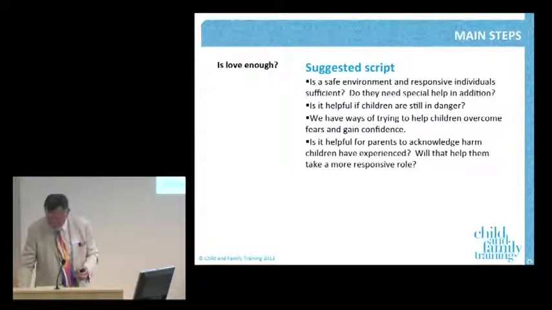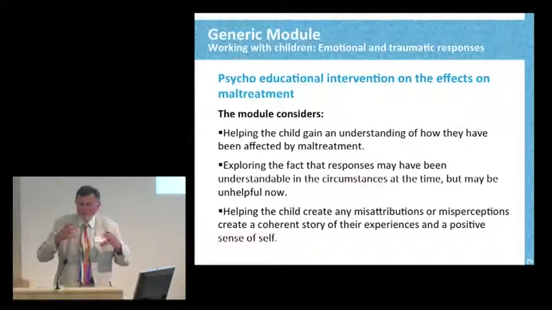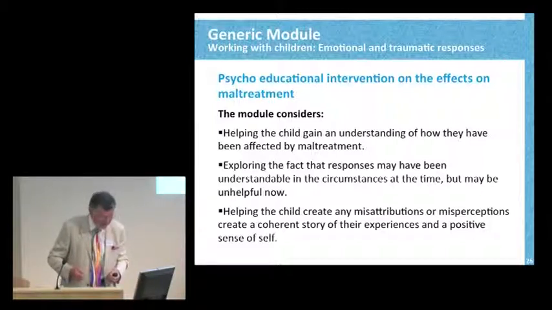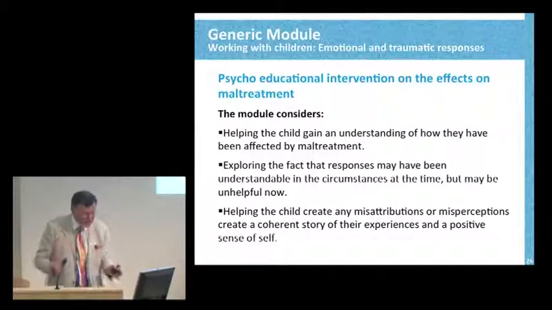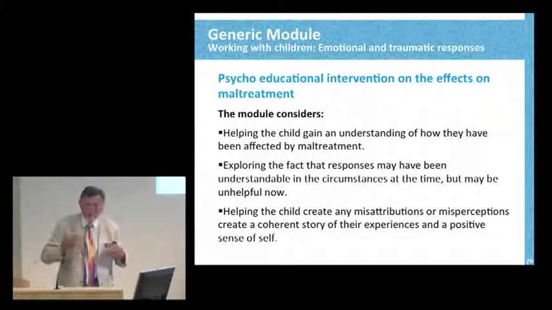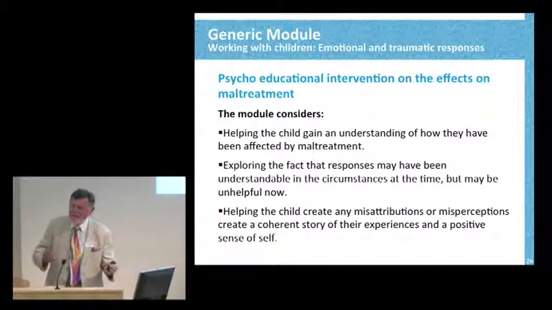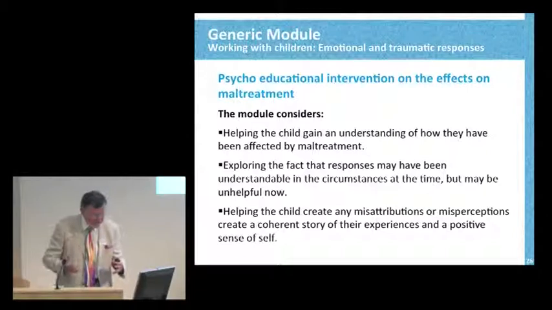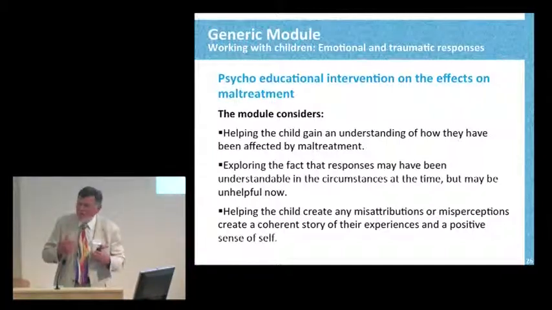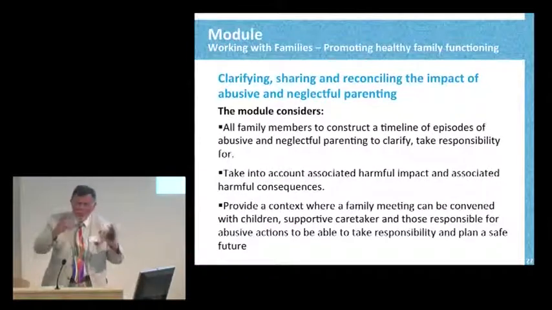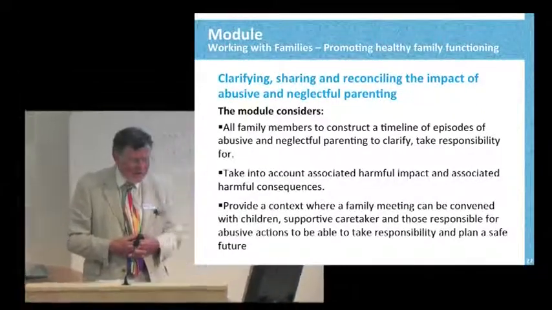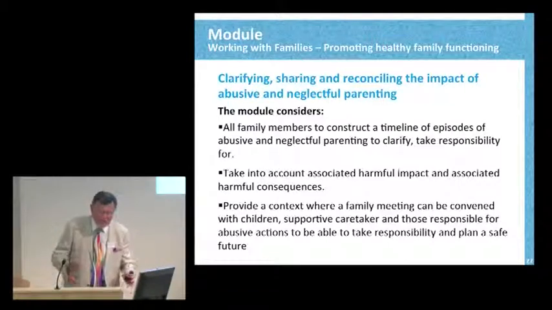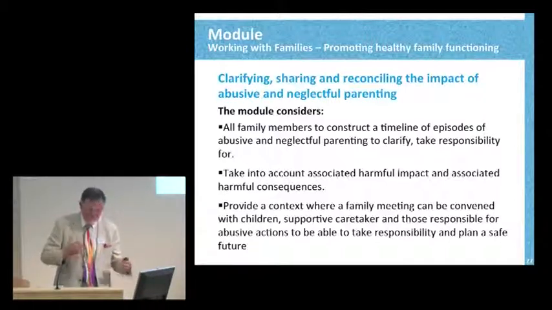So these are the steps which we advocate would be helpful for parents to recognize harm that children have experienced. Then also, of course, we need psychoeducation with children themselves, helping children to gain an understanding of how they've been affected, exploring the fact that responses may be understandable but may be unhelpful now, such as sexualized responses, helping the child correct any misattributions or misperceptions, create a coherent story of their experience and a positive sense of self. And then another level is to work in the family, to clarify, share, and reconcile the impact of abusive and neglectful parenting. So all family members need to construct a timeline of episodes of parenting to clarify and take responsibility.